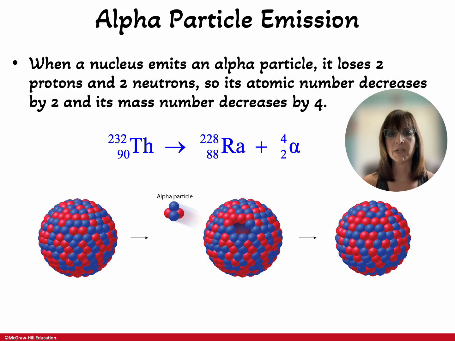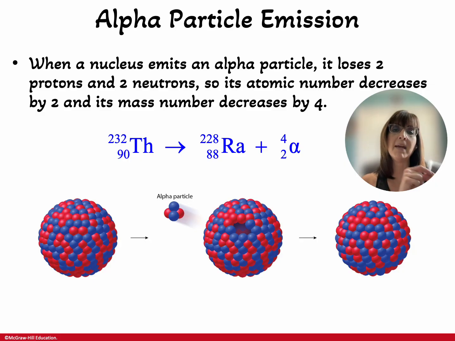It's also conserved. So again, when the nucleus emits an alpha particle, it's going to lose 2 protons and 2 neutrons. So the atomic number is going to go down by 2, and the mass is going to go down by 4. So notice how thorium has an atomic number of 90. Now it has an atomic number of 88. And how we went from a mass number 232 down to 228.